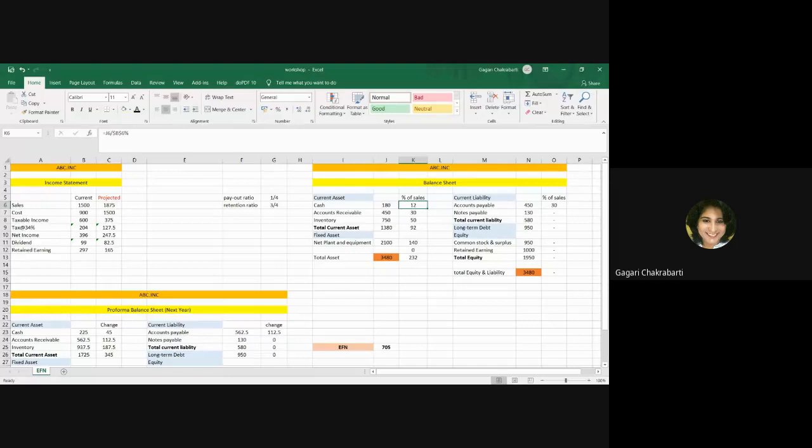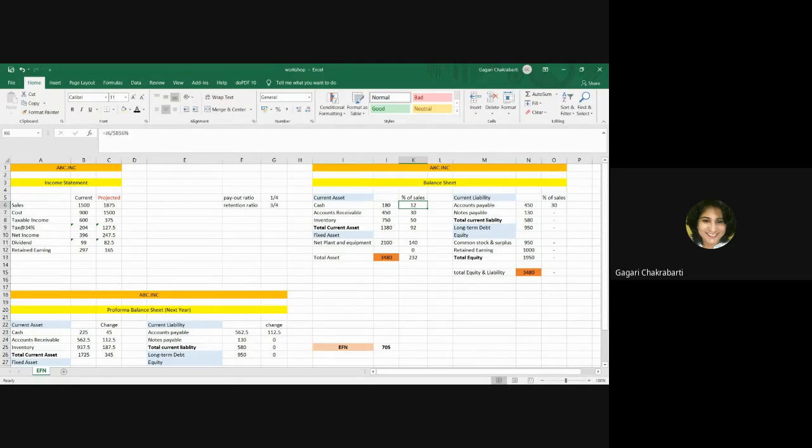Okay. So what is our total sales then? It is 1,500 and our total cash is 180. So the cash as a percentage of sales will be 12%.